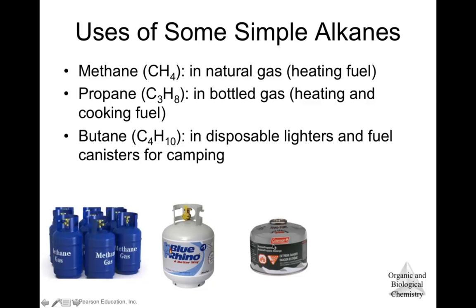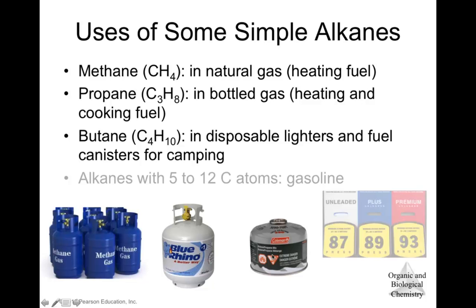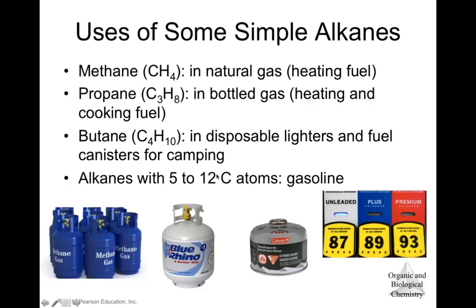Usually you can see this wherever you go. If you want to go camping or something, it is used for lanterns or also for cooking, you can use this small type of tank. And alkanes from 5 to 12 carbons in length are usually part of gasoline. So they are useful as gasoline, or they are used as gasoline.